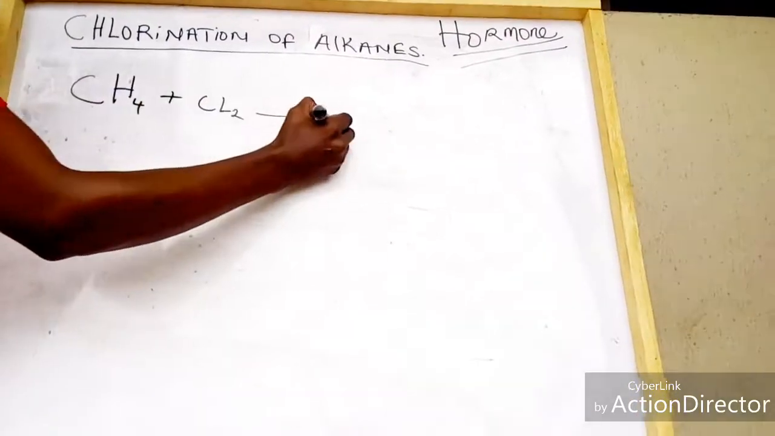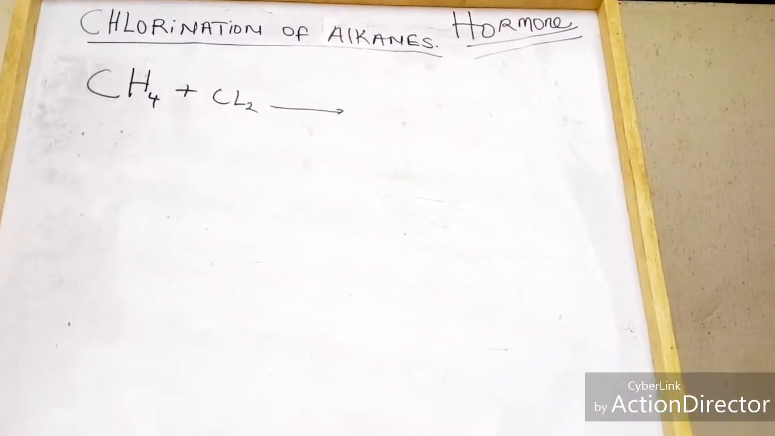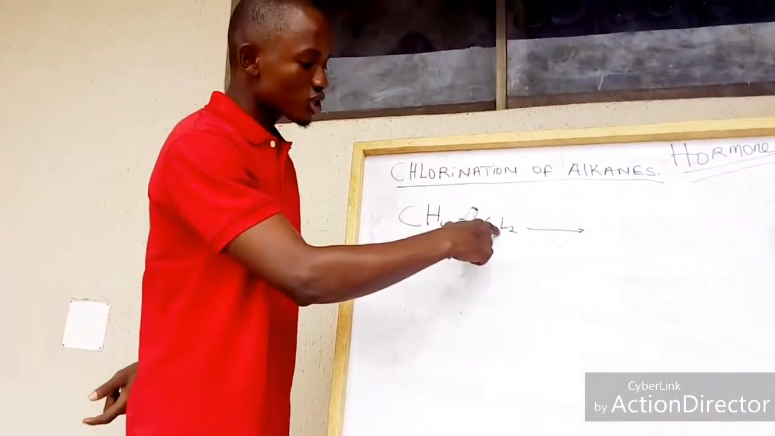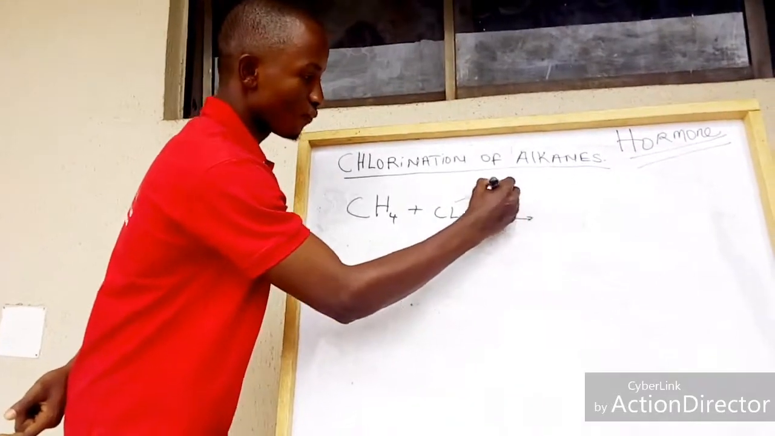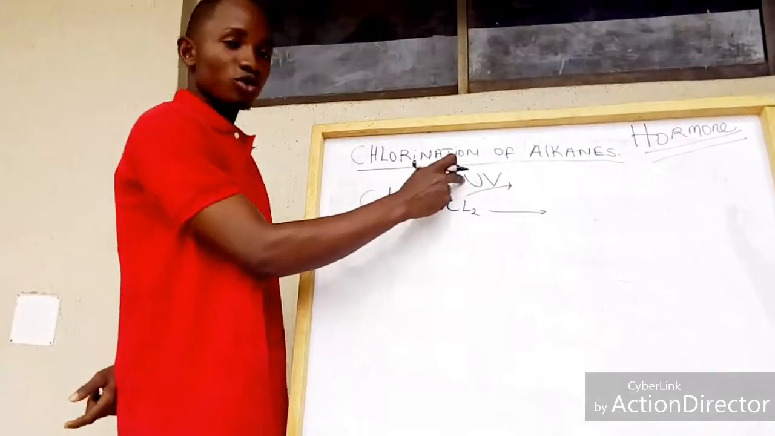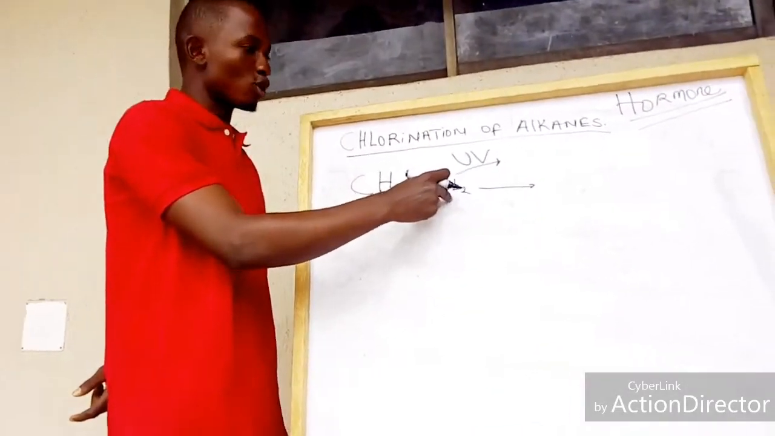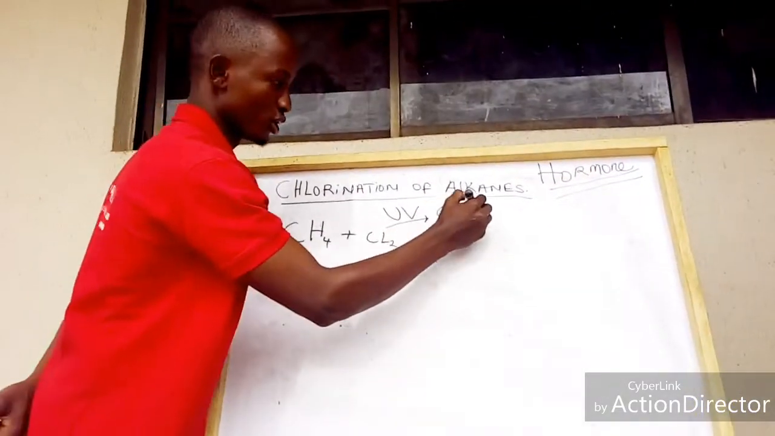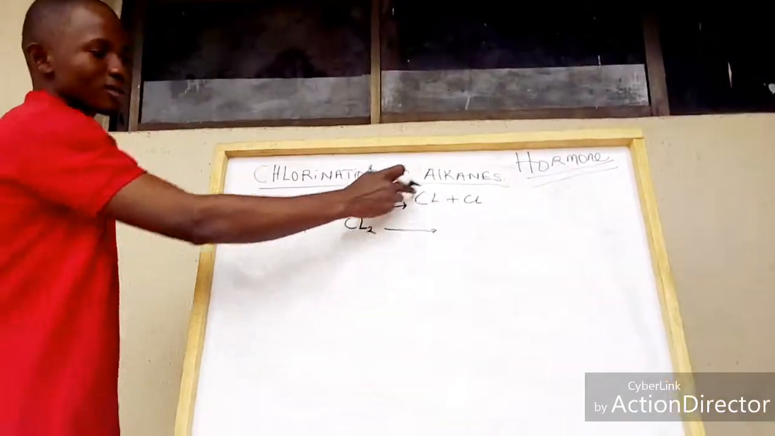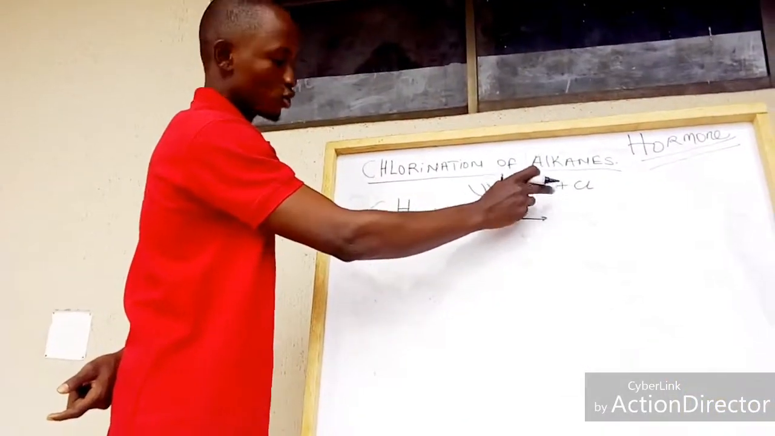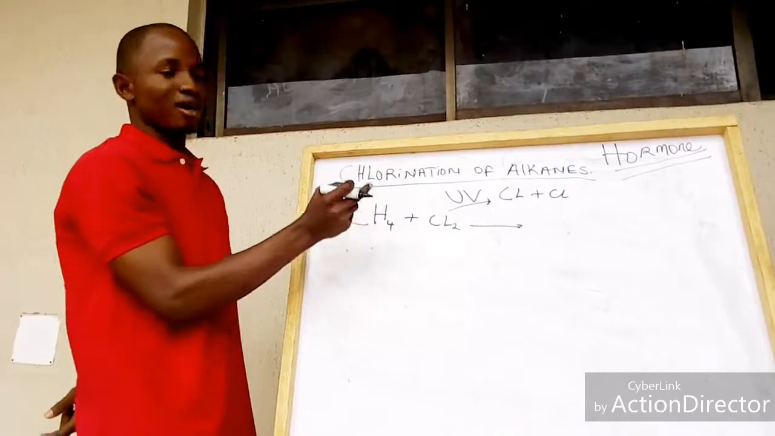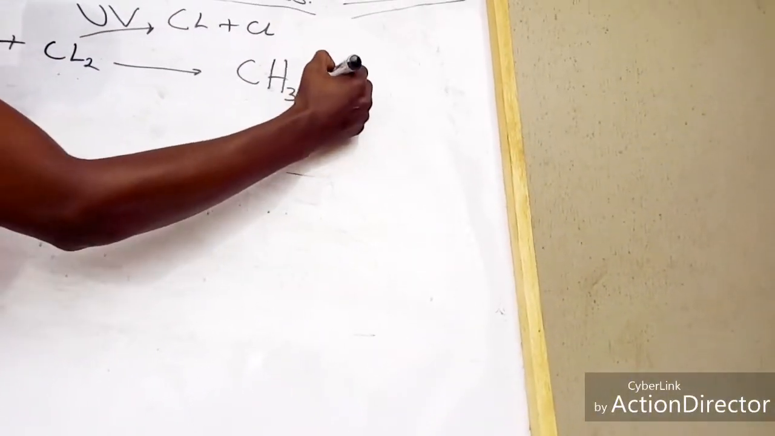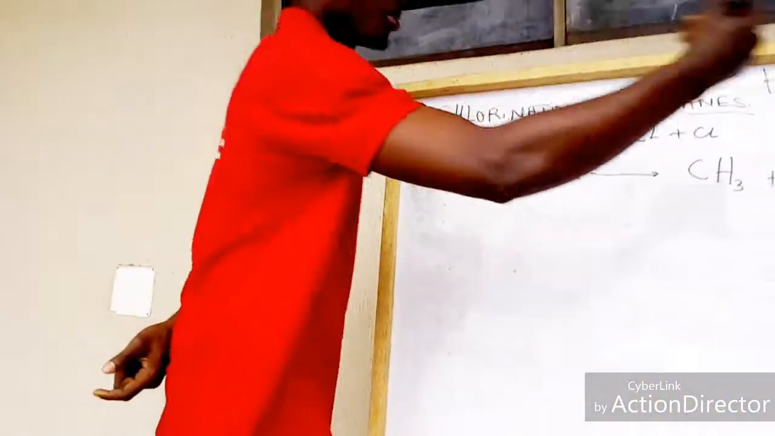But before methane does this, something needs to happen. This chlorine molecule needs to be split. What can split this chlorine molecule is ultraviolet light. The UV light splits this chlorine molecule to give two atoms of chlorine. Now, when this happens, one of these chlorine atoms can then attack this methane to form CH3. Then hydrochloric acid will be liberated.